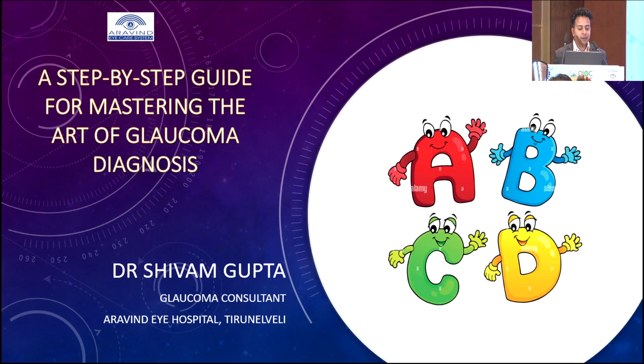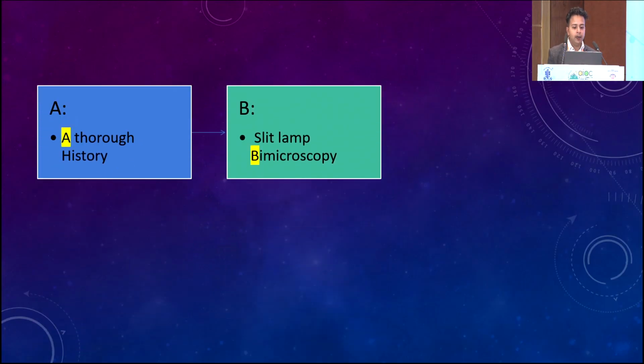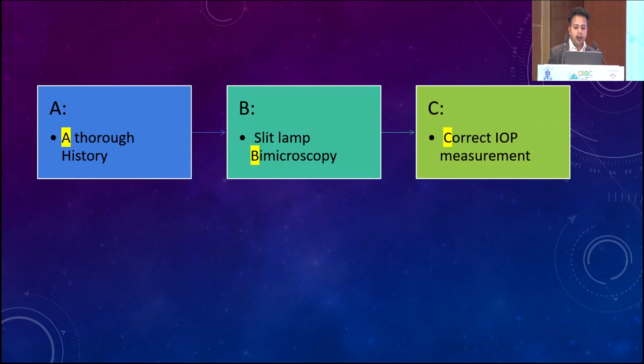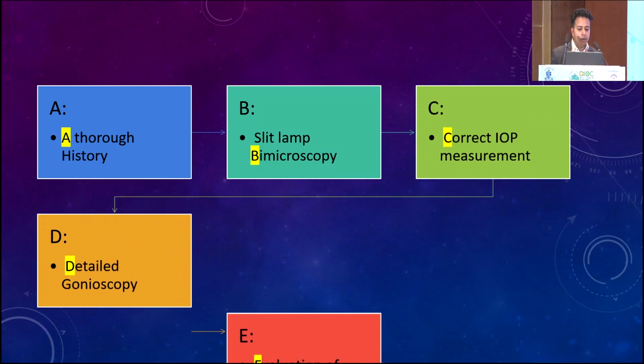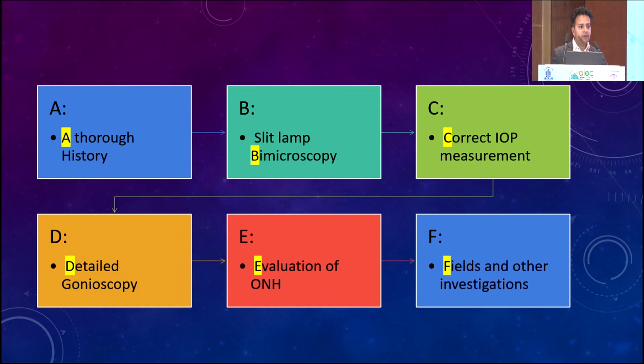Thank you, AI Scientific Committee, for giving me the opportunity to talk on the topic of ABCD of glaucoma diagnosis, in which we will be discussing a step-by-step guide for mastering the art of glaucoma diagnosis. So we start with the A, which is a thorough history, then a slit lamp biomicroscopy, correct IOP measurement, detailed gonioscopy, evaluation of the optic nerve head, fields and relevant investigations.